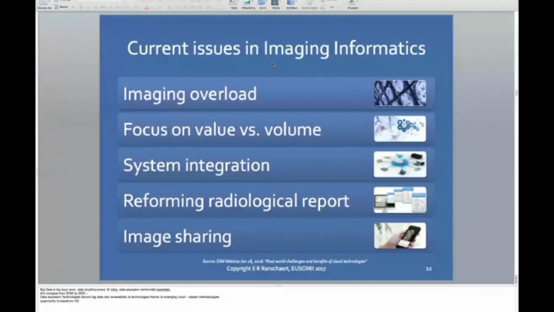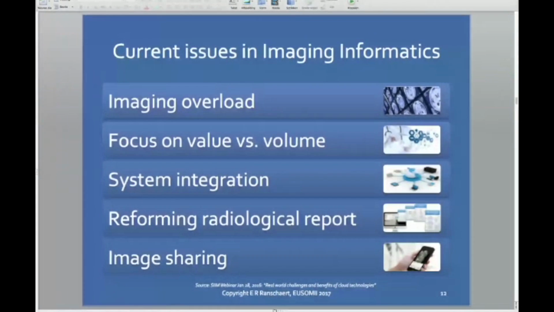Another issue is system integration. There's an increasing number of systems available in healthcare, and they need to be integrated. So, for example, the electronic health record needs to be integrated with a PACS system. We are also discussing the form of the radiological report. What does a report have to look like? Does it have to be digital? Does it have to be a structured report? Do we have to share the report with the patients, etc.?